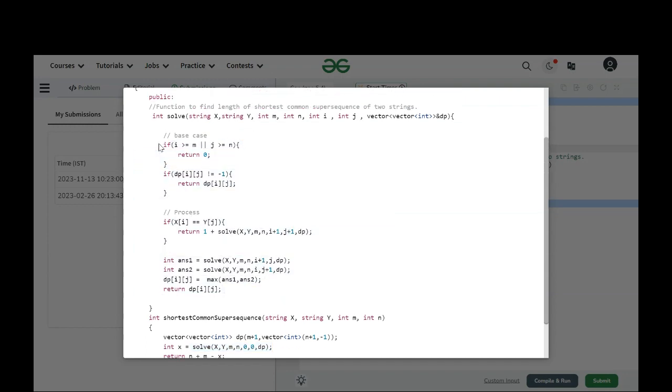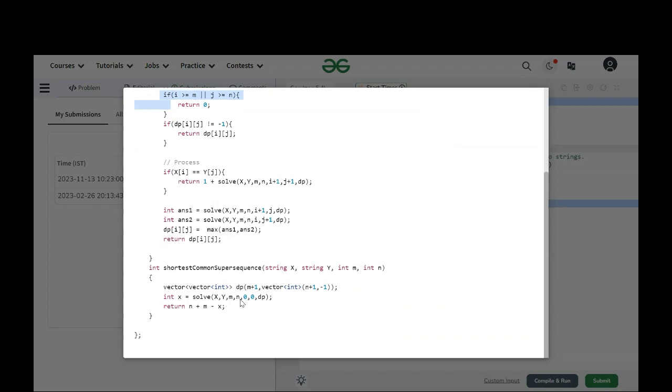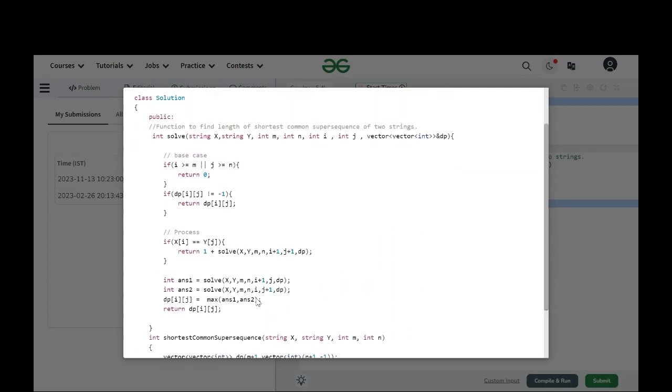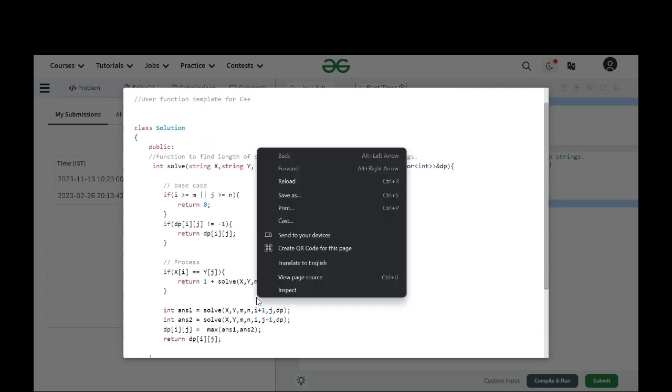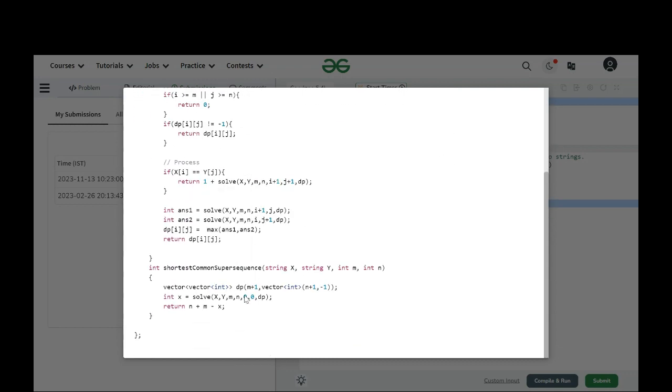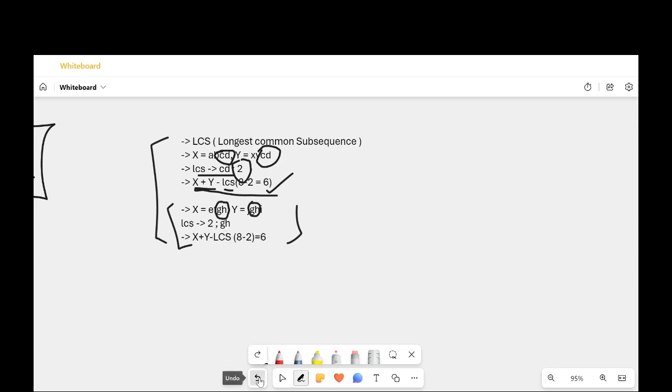So what exactly are we doing in LCS? We are passing in the coordinates from where we are starting. From 0, 0 we are starting, and we will go through all. 0 here is the index of the first string and the index of the second string. I'll be explaining briefly how we find the LCS of two strings. For example, we have these two strings, ABCD and XYCD, right?